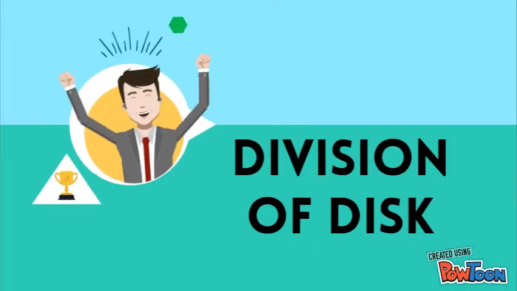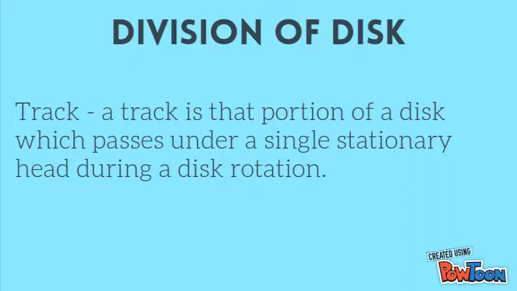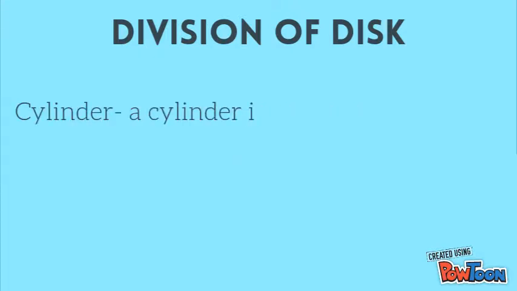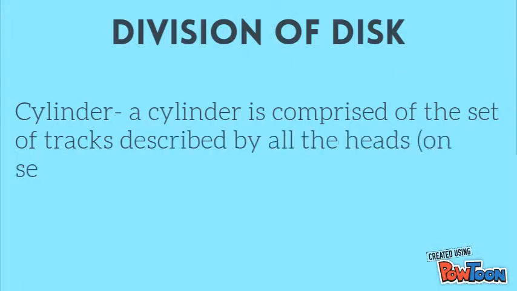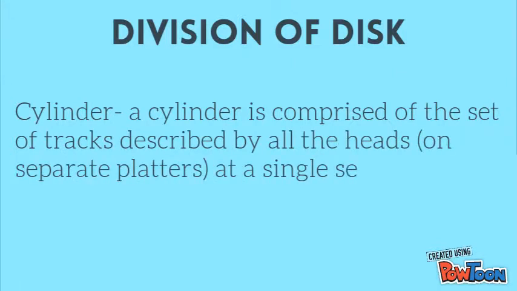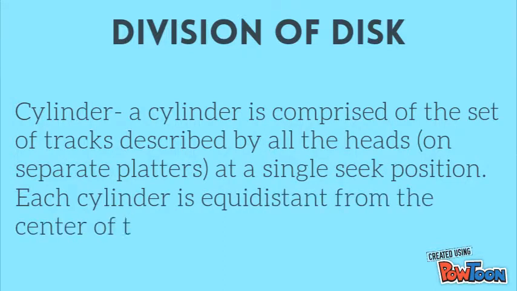Division of disk. Track. A track is that portion of a disk which passes under a single stationary head during a disk rotation. Cylinder. A cylinder is comprised of the set of tracks described by all the heads, on separate platters, at a single seek position. Each cylinder is equidistant from the center of the disk.